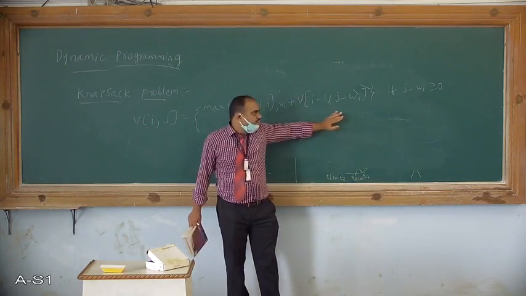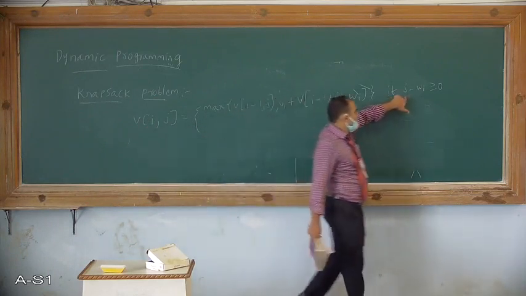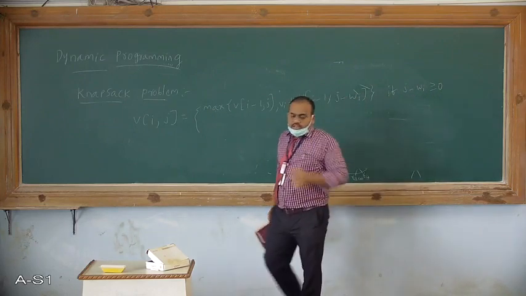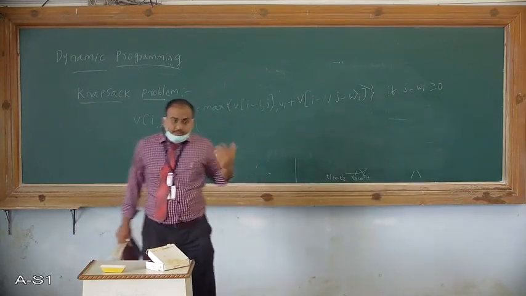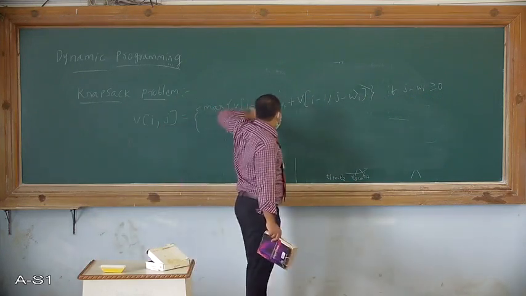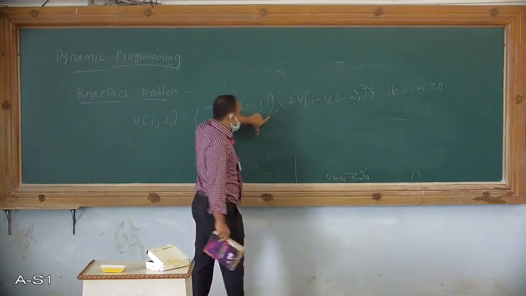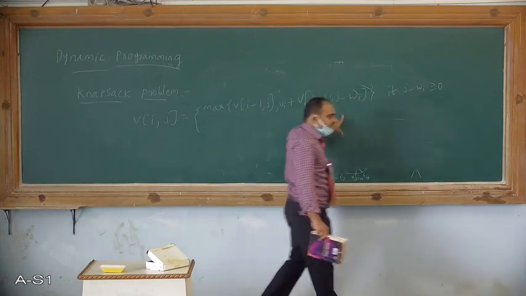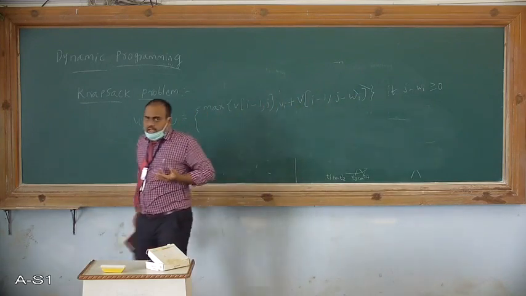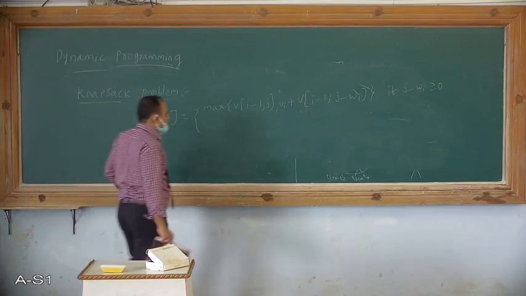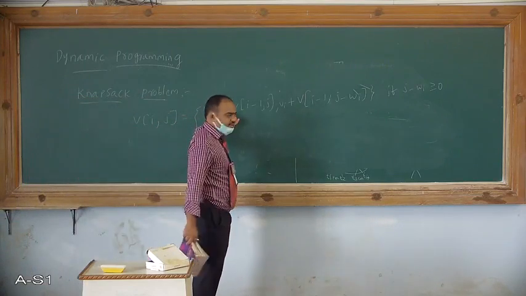And this formula is applicable when j minus wi is greater than or equal to 0. So firstly we need to calculate j minus wi. If it comes greater than that, then we need to calculate these two values. So first one is V of i minus 1 comma j. Next one is v of i plus V of i minus 1 comma j minus wi. Then we will check which one has got the maximum value. So based on the maximum value, we will substitute the maximum here.